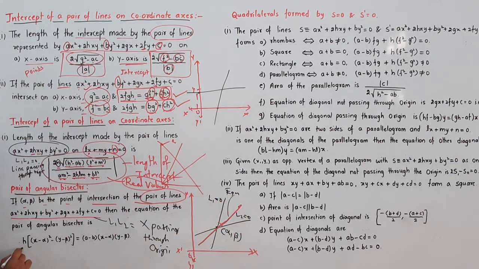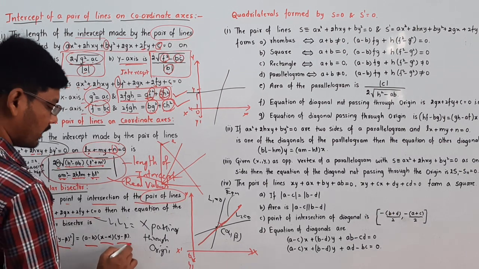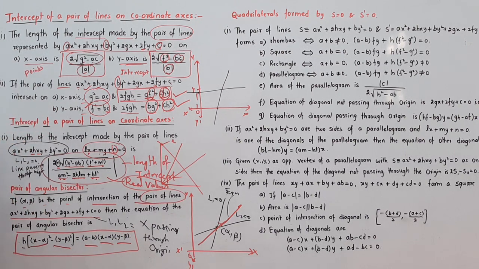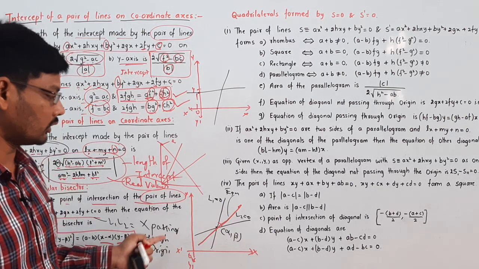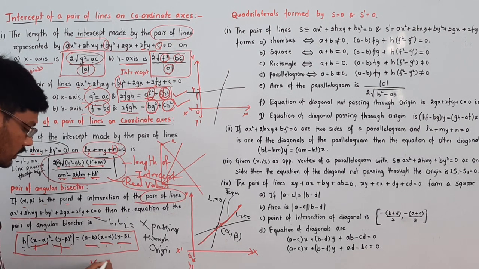this is the condition: h into (x minus alpha) whole square minus (y minus beta) whole square is equal to (a minus b) into (x minus alpha) into (y minus beta). This is the formula to remember to find the angular bisectors of a pair of straight lines not passing through the origin. h into (x minus alpha) whole square minus (y minus beta) whole square is equal to (a minus b) into (x minus alpha) into (y minus beta), where x and y are variables.